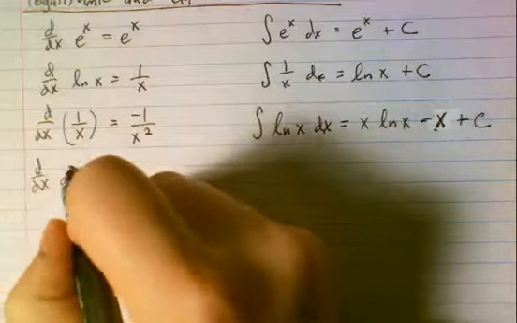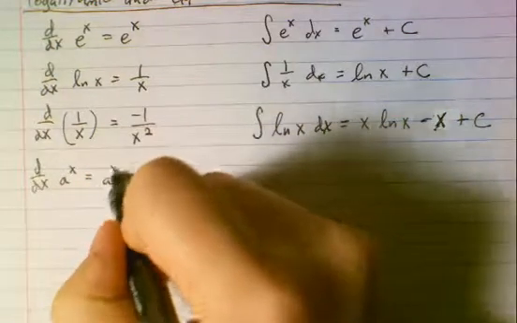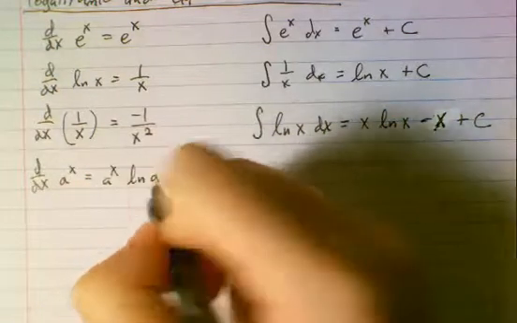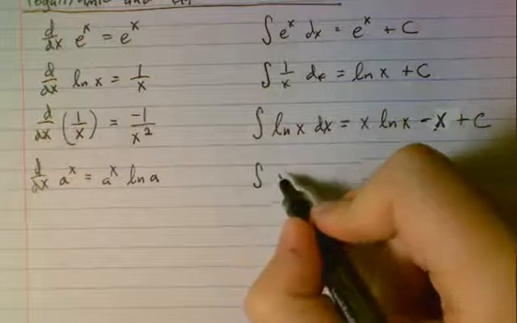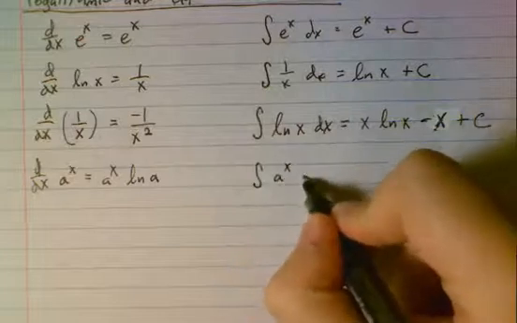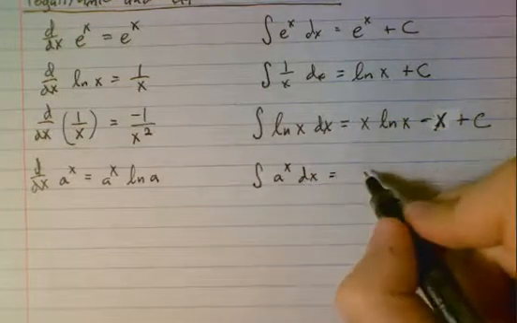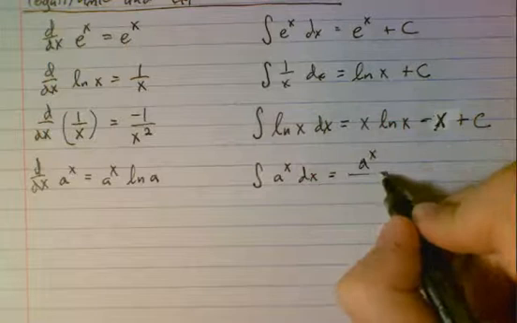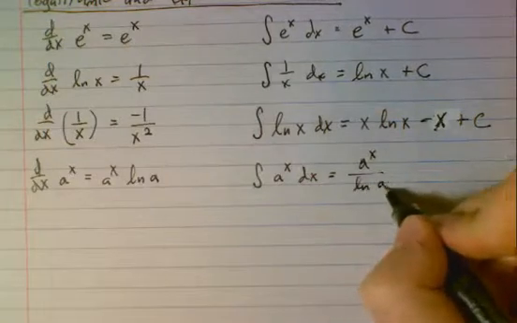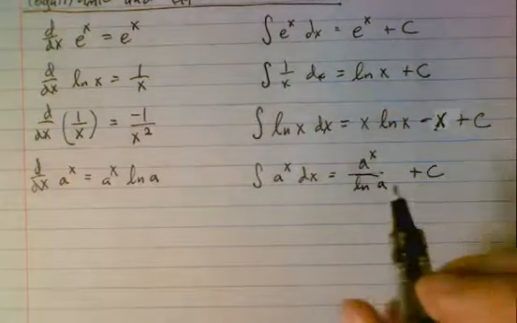The derivative of a to the x is a to the x times the natural log of a. You've done that already. That means the antiderivative of a to the x dx is a to the x over the natural log of a plus c.